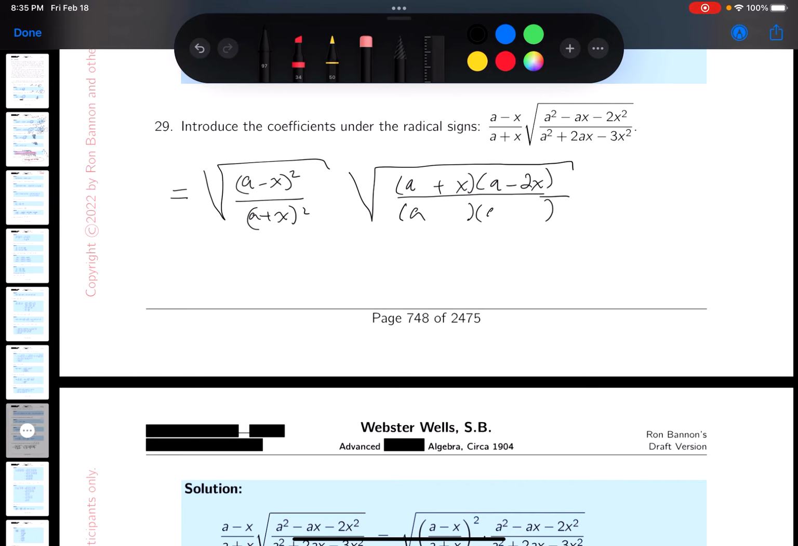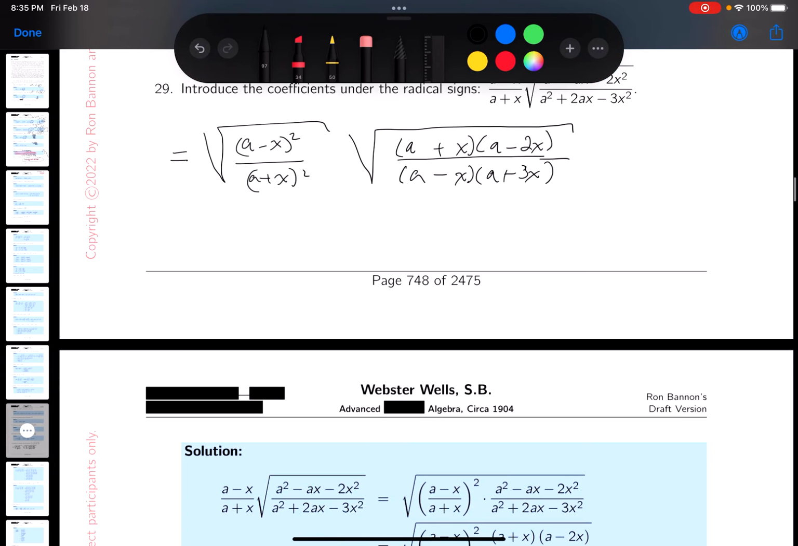Again, looks like a and a. Looks like 3x and x. And then it looks like, let's see, plus minus. Let's see if that works out. And you get, let's see, a squared. Yeah, looks like it's good.